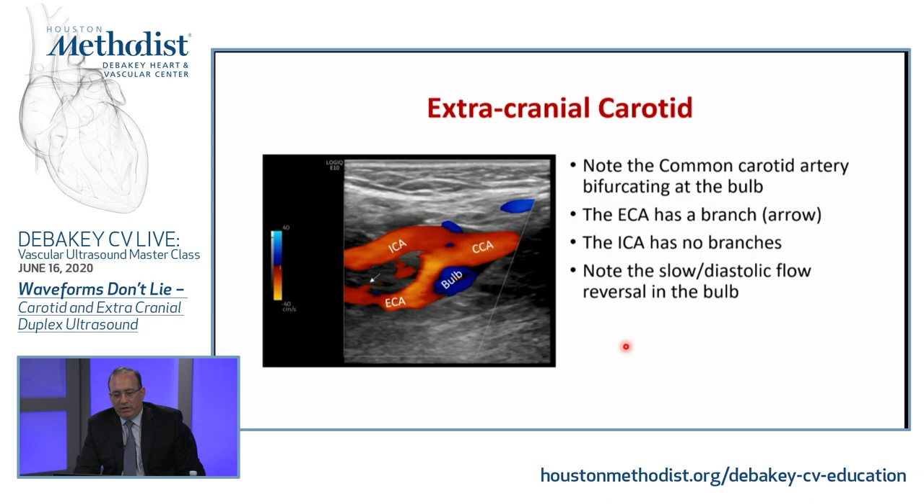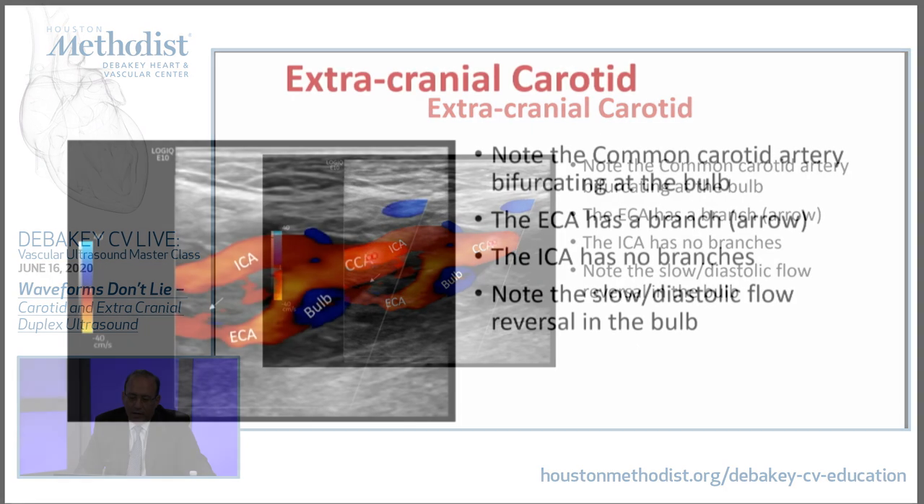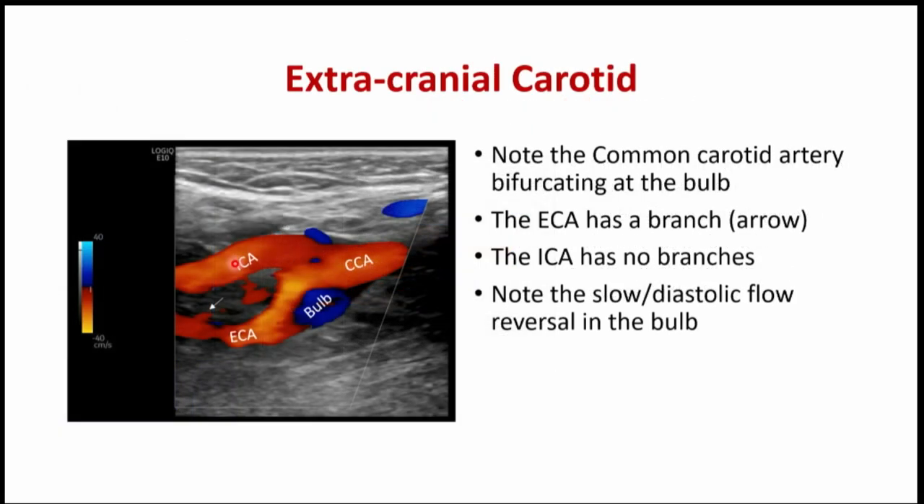So our first vessel here is just the common carotid. There's the common carotid bifurcation. There's the internal carotid here, and there's the external carotid. And as the arrow points out, the external carotid is the vessel that's going to have the branches. The internal carotid doesn't have a branch per se, at least in the extracranial section in the neck.